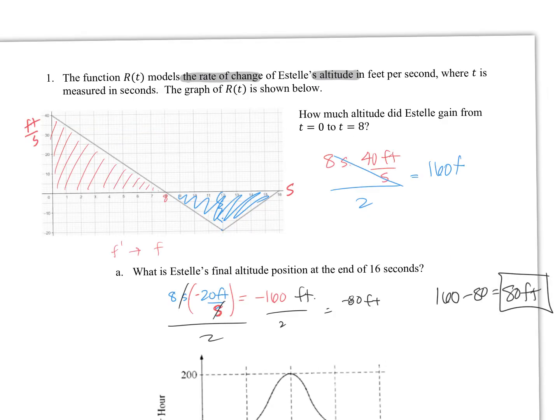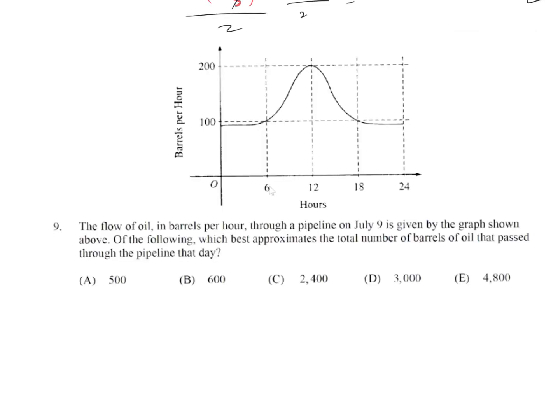This one's from AP. This is an AP test question now. Okay, so it's from an AP question, and it says the flow of oil in barrels per hour through a pipeline on July 9th, very specific, is given by the graph shown above. The flow of oil. You guys, this is talking about a velocity, barrels per hour. Of the following, which is the best approximation of the total number of barrels?